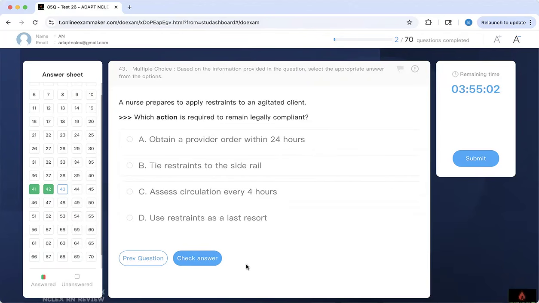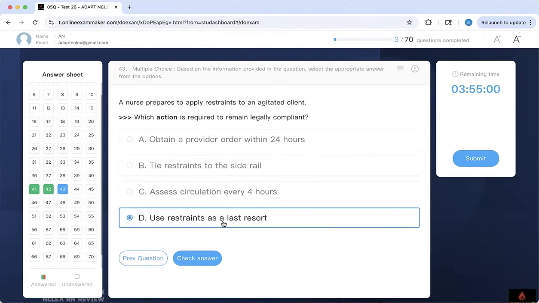Which one? The right answer is this. This is what will make this legally compliant. Of course, assessing their circulation every 4 hours is too much; it should be every 2 hours. You should not tie the restraint to the side rail, the non-movable aspect of it. Provider order within 24 hours? Yes, you can order it.